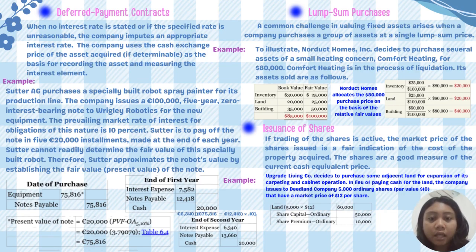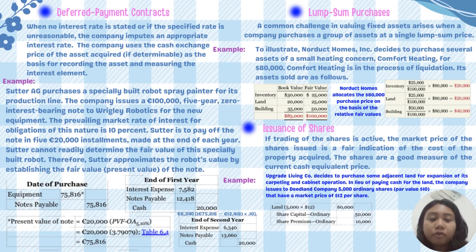Okay, the next is lump sum purchase. A common challenge in valuing fixed assets arises when a company purchases a group of assets for a single lump sum price. The example is to illustrate Nordic Homes Inc. decides to purchase several assets of a small heating concern, Comfort Heating, for $80,000. Comfort Heating is in the process of liquidation. Its assets sold are as follows.